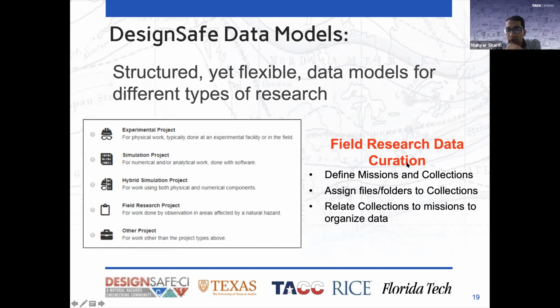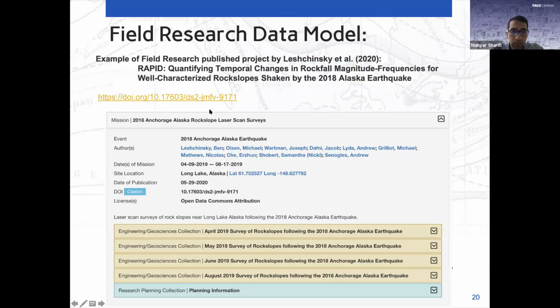For field research data curation, you will essentially define missions and collections and assign files and folders to these collections. You will be able to later relate the collections to missions and so on to organize your data set. So I'm going to show that by way of an example.